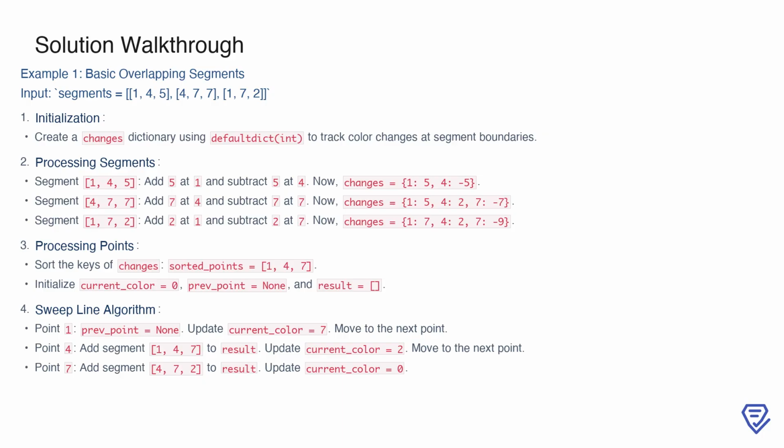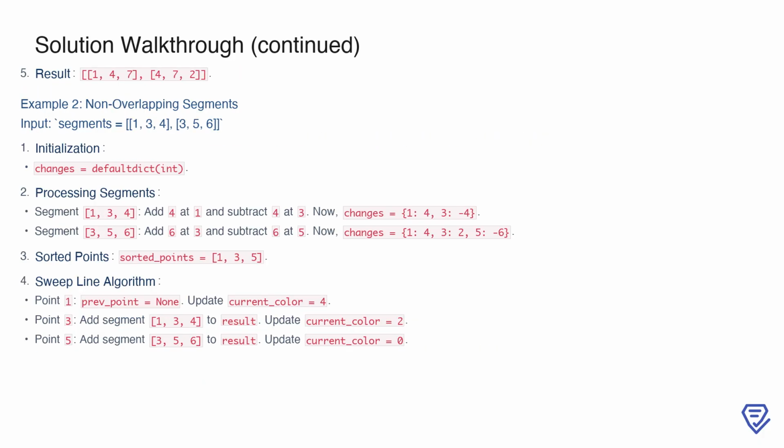From here, we initialize current_color to 0, prev_point to None, and an empty list for our result. Using a sweepline algorithm, we process each point. At point 1, since there's no previous point to evaluate, we simply update the current_color to 7. At point 4, we add the segment [1, 4, 7] to the result and update the current_color to 2. Finally, at point 7, we add the segment [4, 7, 2] to the result and reset the current_color to 0. This gives us the final result for the first example: [[1, 4, 7], [4, 7, 2]].